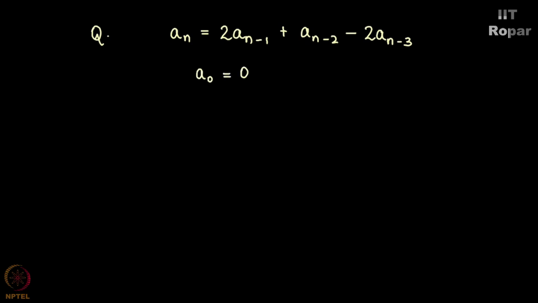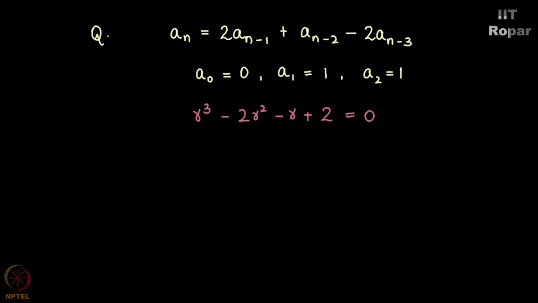Let us solve another problem by applying the theorem. So, the recurrence relation given is a_n equals 2 a_{n-1} plus a_{n-2} minus 2 a_{n-3}. So, this is the recurrence relation. Now, the given conditions are a0 is 0, a1 is 1 and a2 is 1. This is the initial condition given.